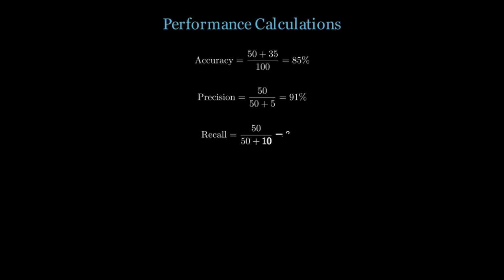Finally, we calculate recall. We divide our 50 true positives by the total number of actual spam emails in the dataset, which is 50 plus 10. That leaves us with a recall of 83%, meaning our filter successfully caught 83% of all the spam emails that were sent. Looking at these numbers, a choice has to be made. Is it worse to let a little spam slide inside the inbox or to accidentally block an important email? Which metrics matter most for a spam filter?